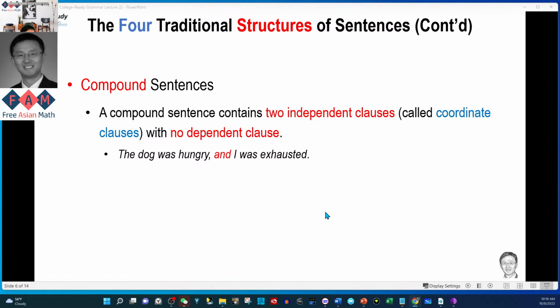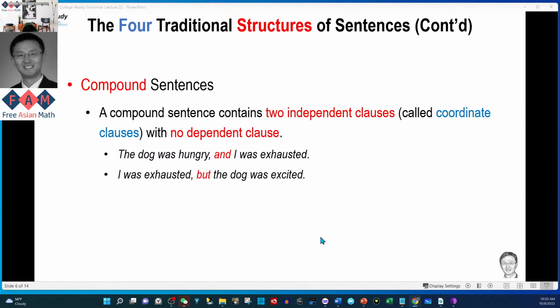This looks very simple, but for whatever reason, it could be very confusing to a lot of students. Actually, if you take the SAT exam, there's a writing and language section in the SAT exam. This particular structure or similar structures are tested heavily in the SAT. It's very important to understand this is a compound sentence. Okay, it could be using a different conjunction.